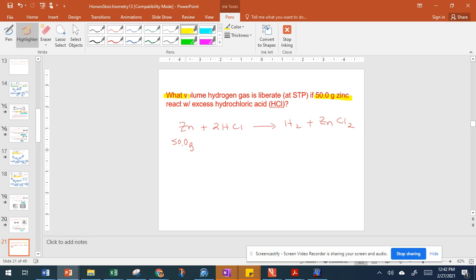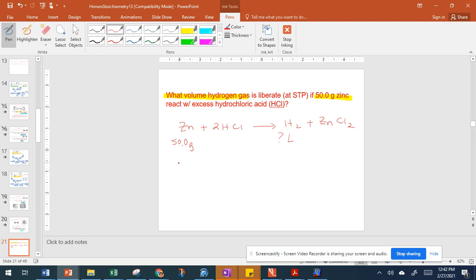And then it's saying what volume of hydrogen gas. Okay, and this wording here with excess hydrochloric acid just means there's enough of this that we won't run out before we form our hydrogen gas. So you can kind of ignore that information. So we're asked to find the volume of hydrogen gas. So we're asked to find liters.